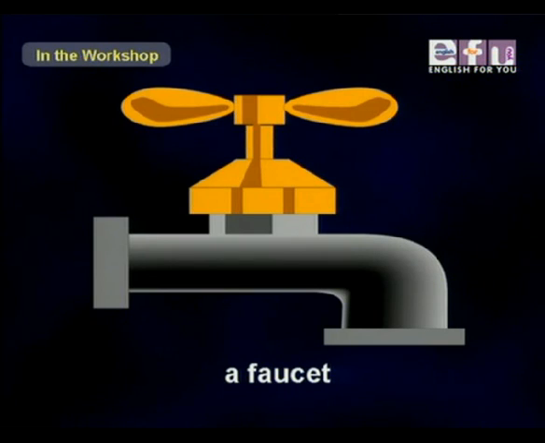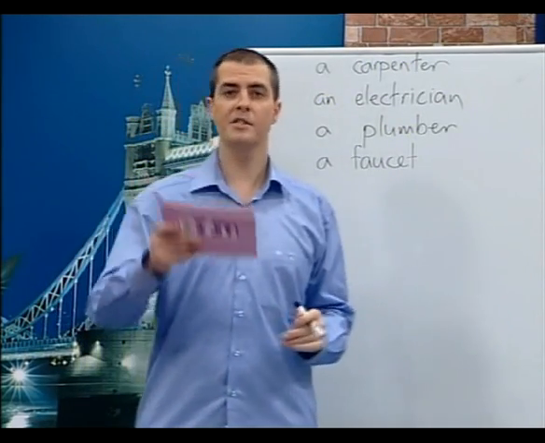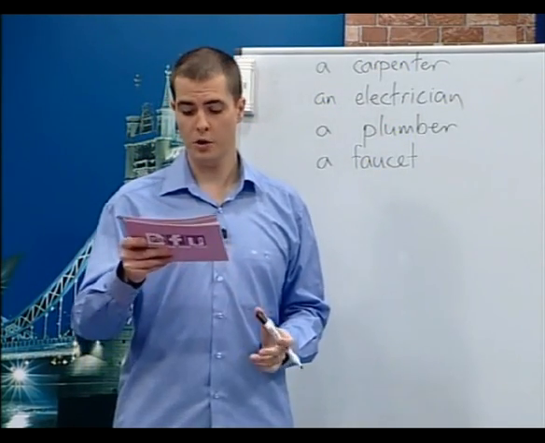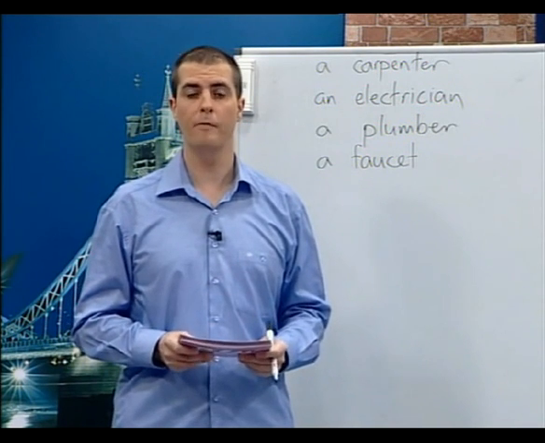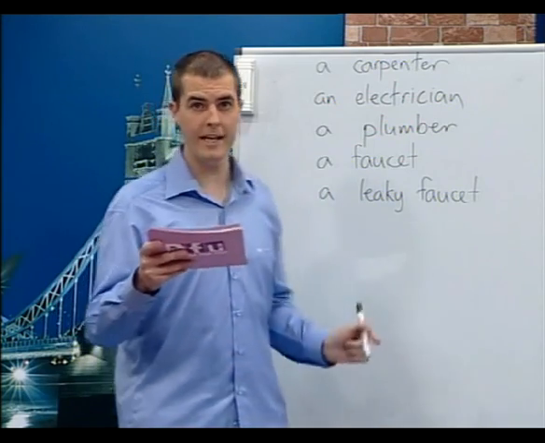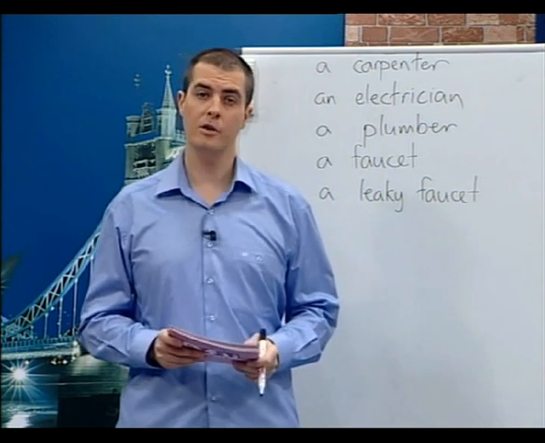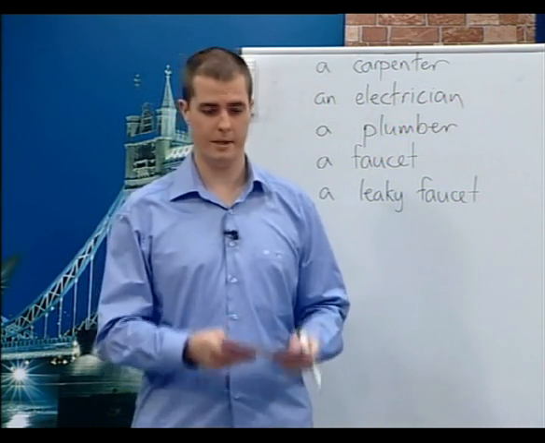A faucet is the thing that you turn on or turn off to control the flow of water from a pipe. A leaky faucet is a faucet which has a fault or a problem so that water passes through it.